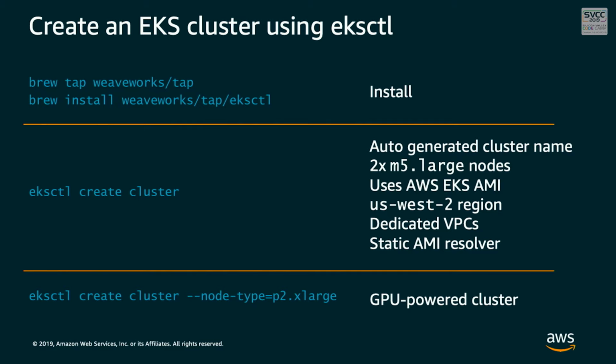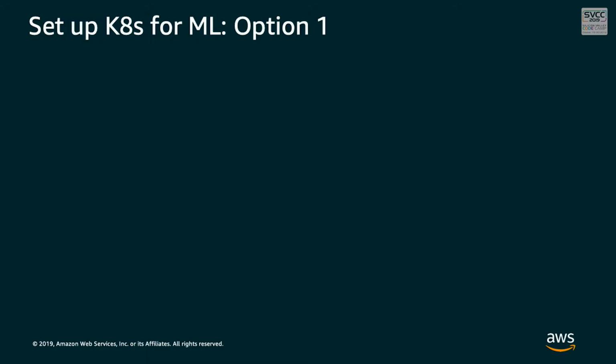And a simple customization: if I want to run a GPU-powered cluster, because that's the kind of cluster I want to use for training, then I just specify the node type, and I'm good to go, right? So let's take a look at how I'm going to set up my Kubernetes for machine learning.